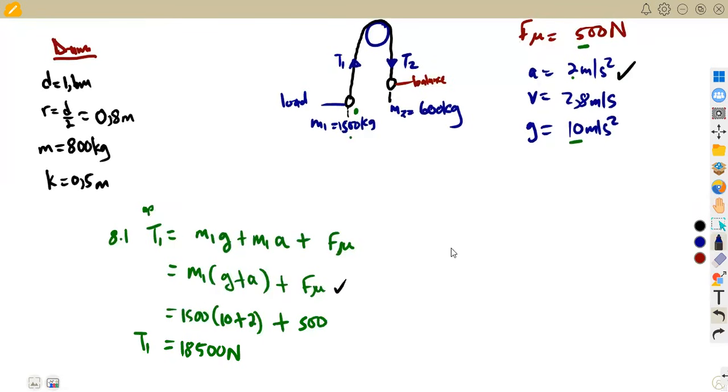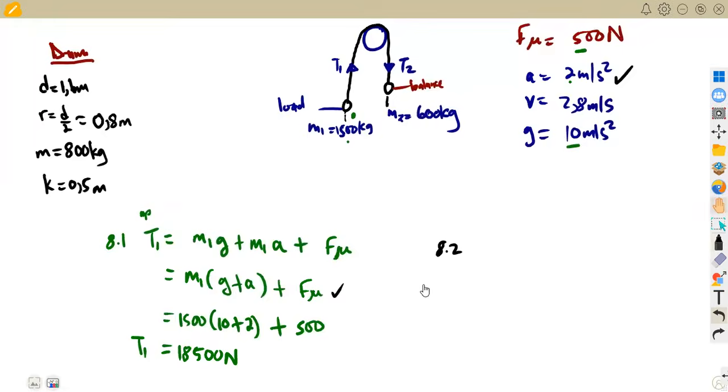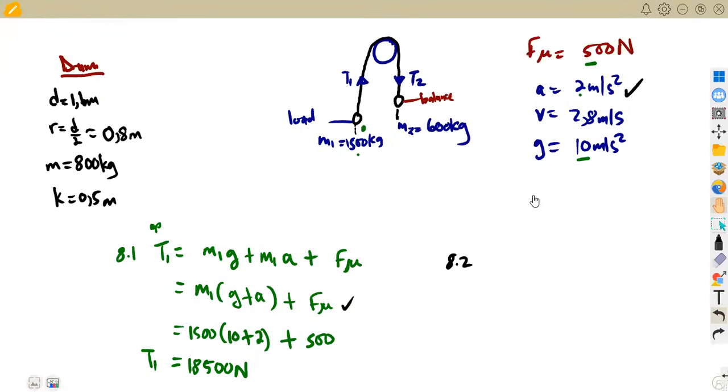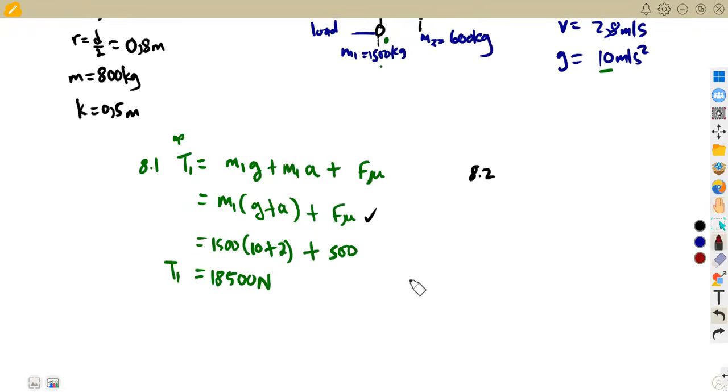All right, then we move on to the second part. In this case, 8.2, we are now given... All right, so this is T1 and T2 at the same time. Sorry for that. So we need T1 and T2 at the same time. So let us calculate T2. So T2 is the one that is going down. So T2, the one that is going down, is given by the formula M2. Here we are just going to subtract. So it's going to be G minus A.